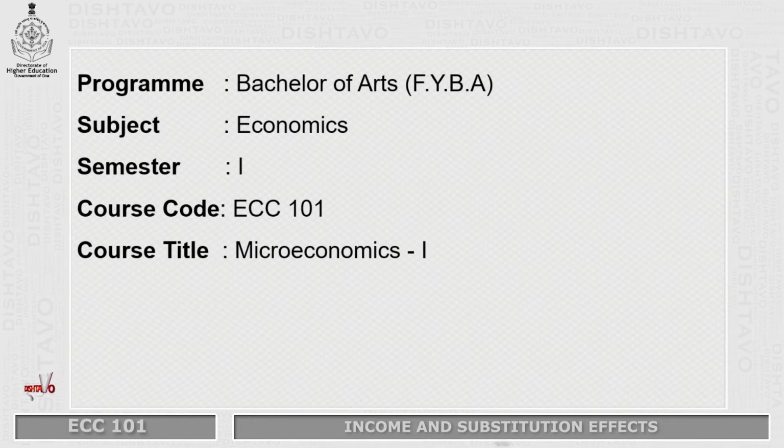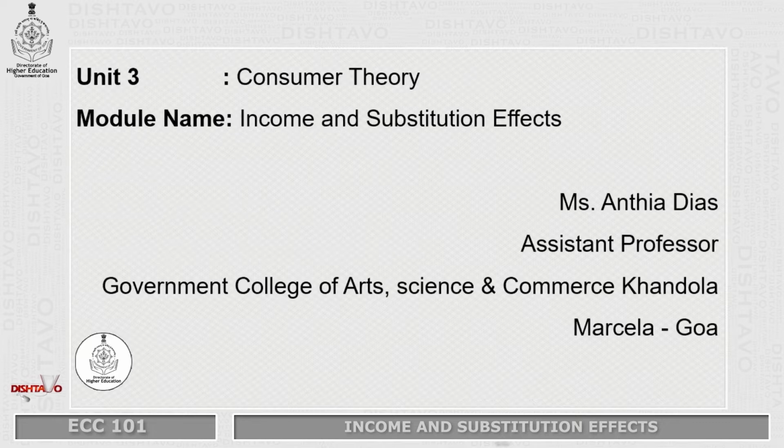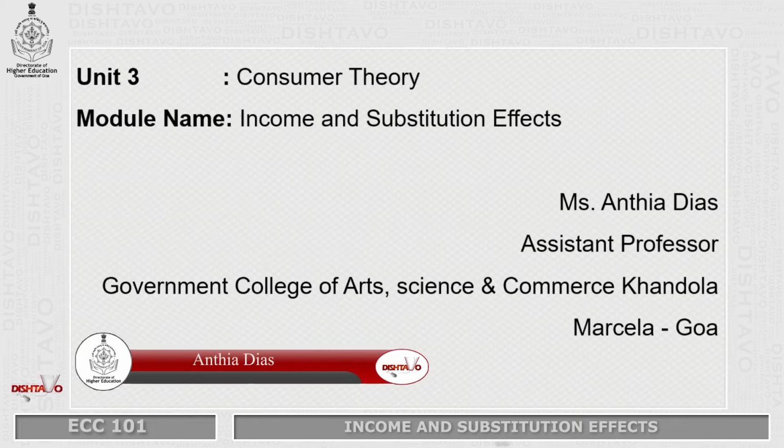Program Bachelor of Arts, FIBA, Subject Economics, Semester 1, Course Code ECC101, Course Title Microeconomics 1. Unit 3 Consumer Theory, Module Name Income and Substitution Effects.